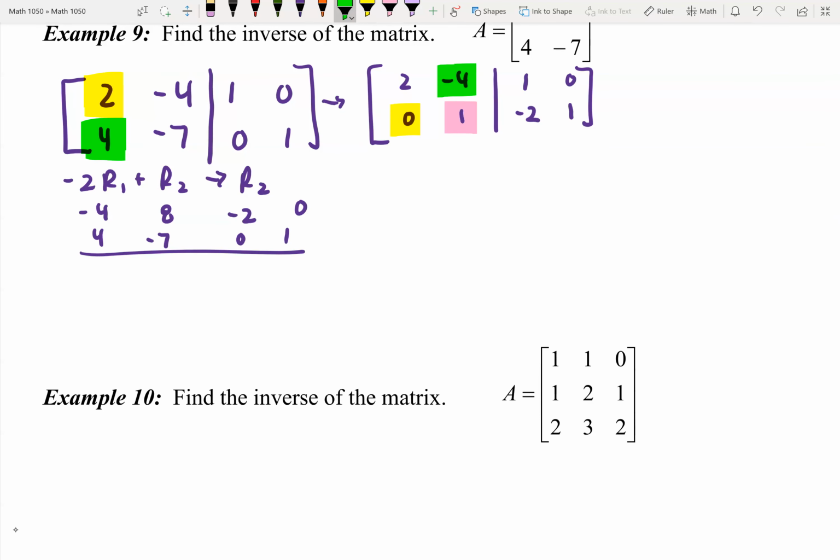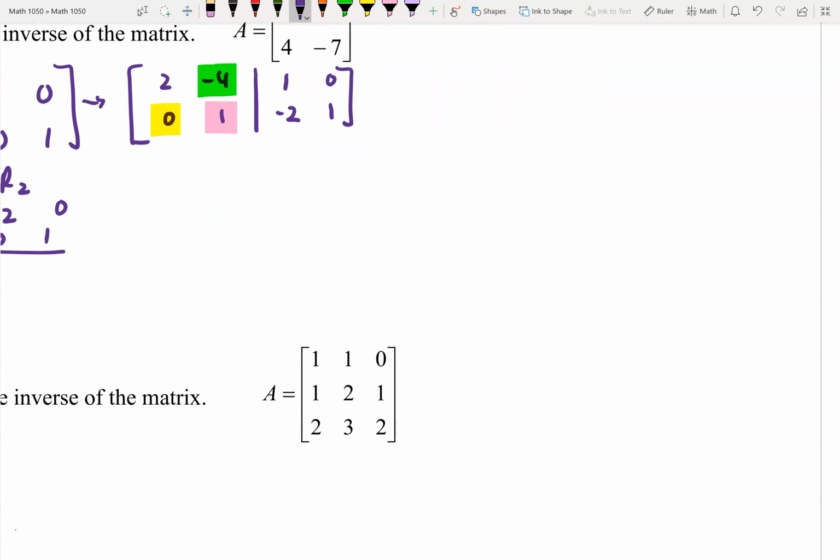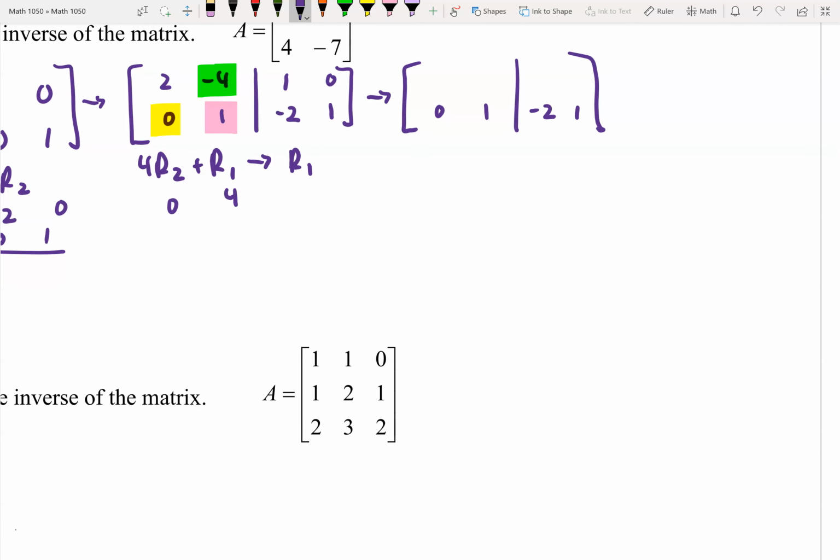Now my next step is to make that -4 a 0. So I'm going to go 4 times row 2 plus row 1 becomes my new row 1. So row 2 doesn't change. 4 across row 2 gives me 0, 4, -8, and 4. Write row 1 underneath it. Add those together and I get 2, 0, -7, and 4.